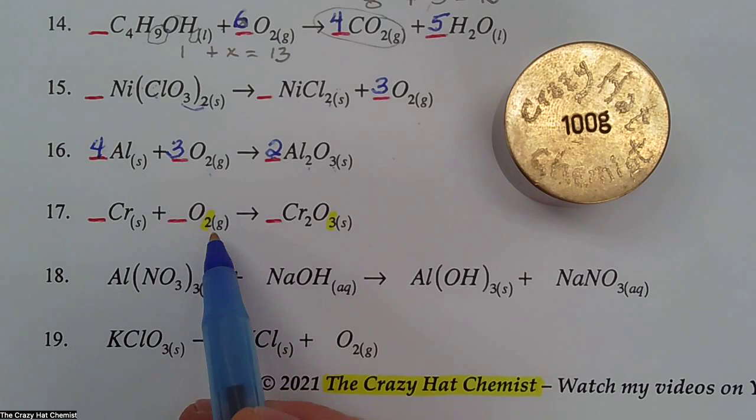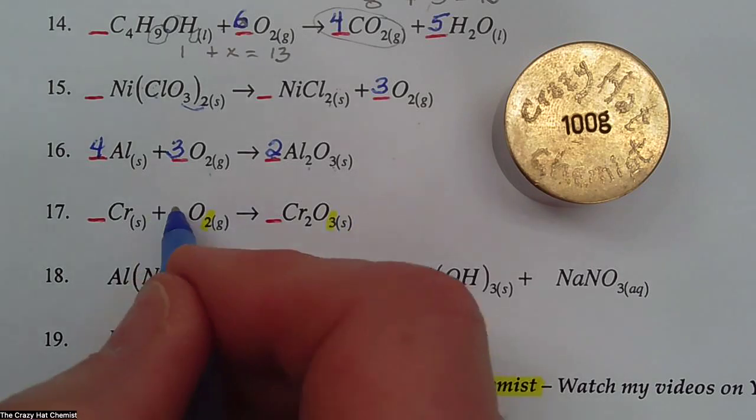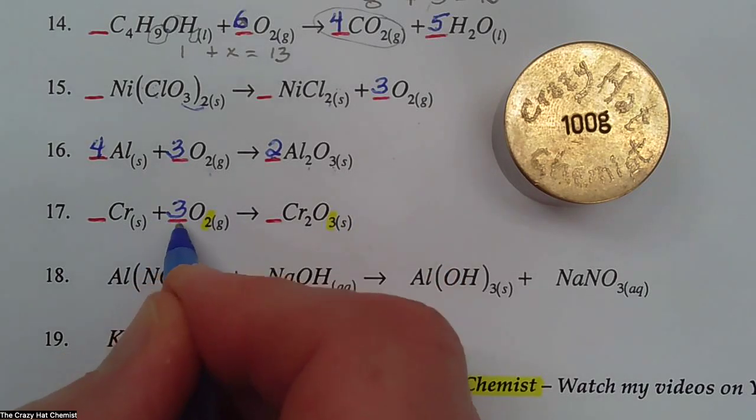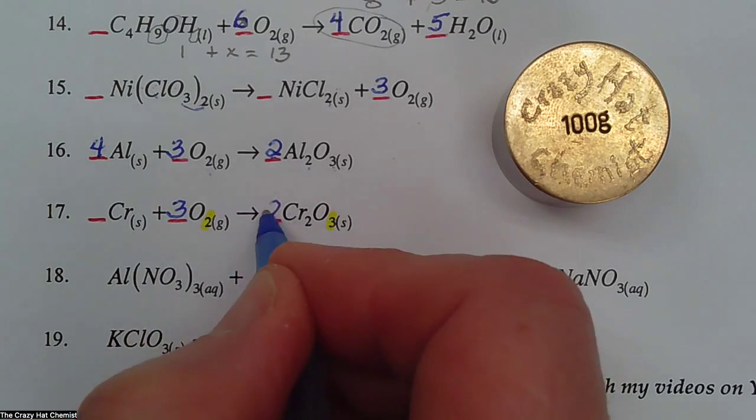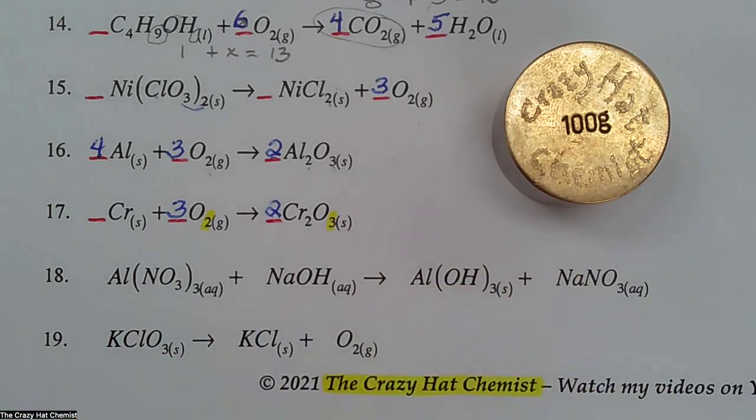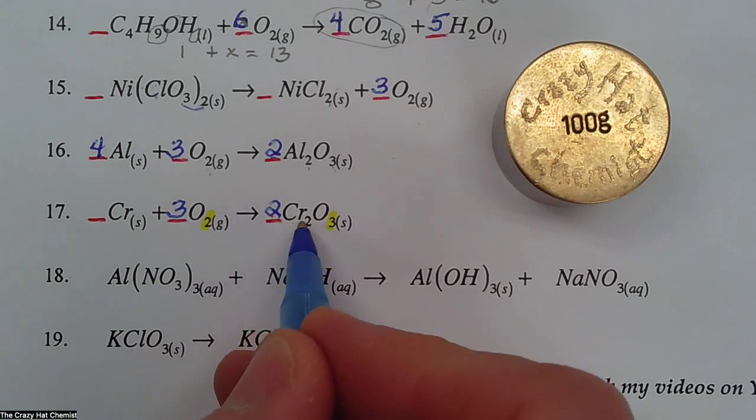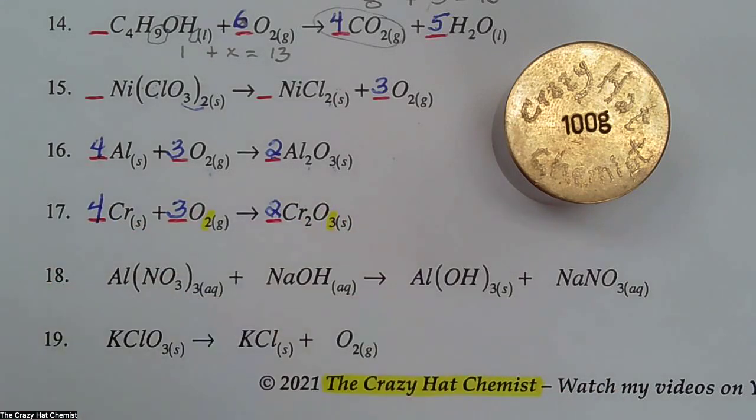So the greatest common factor between 2 and 3, that's a 6. So I'm going to place a 3 here. That will give me 6 oxygens, and a 2 right here. That will give me 2 times 3, 6 oxygens. There are 4 chromiums, and that's why that 4 belongs there. Okay, hopefully that worked for you.